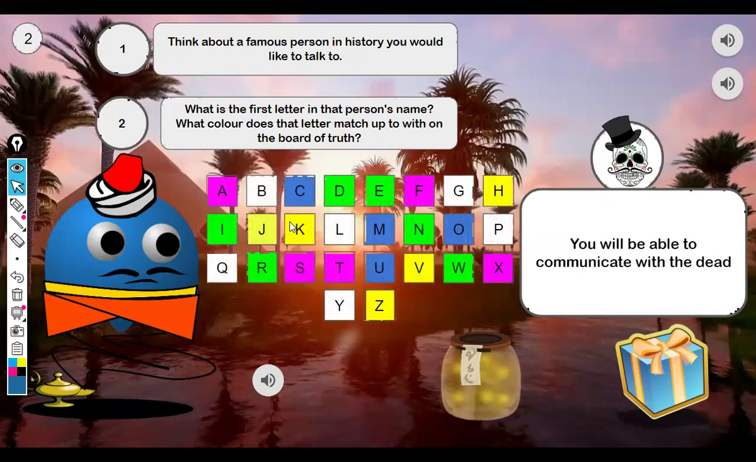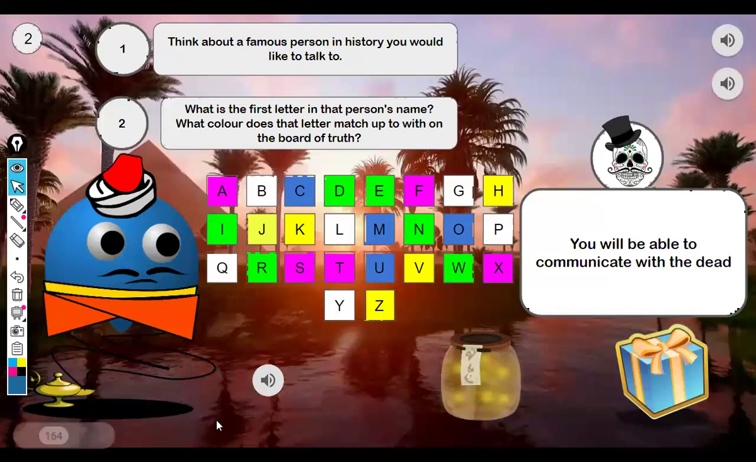Look for the letter and tell me what color the letter is. Like for me, A is in the pink. I don't know, that's pink or purple, or whatever color that is. It's in a pinky purple box. So if it's Muhammad Ali, it's M, your color is blue.